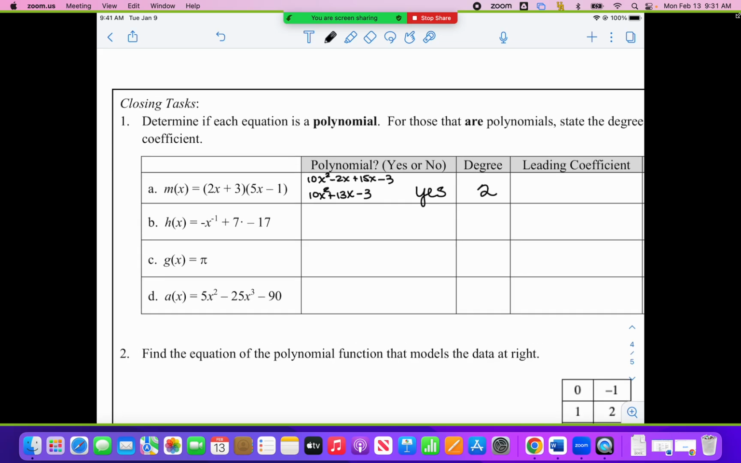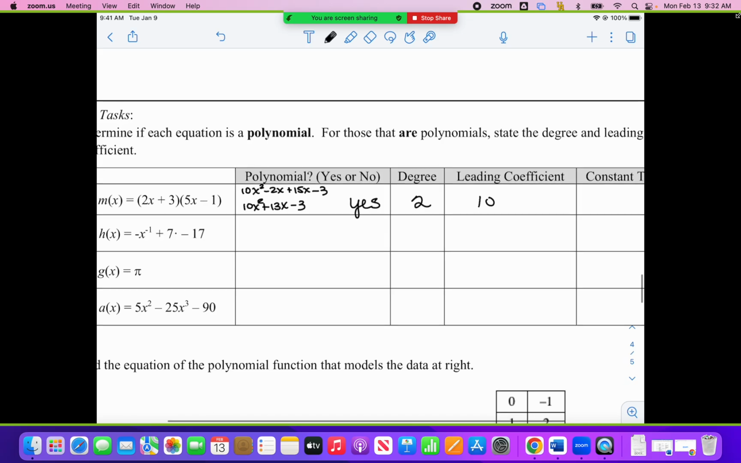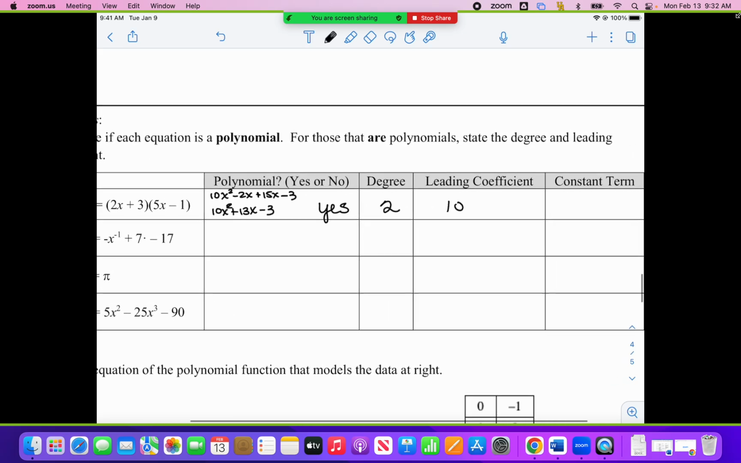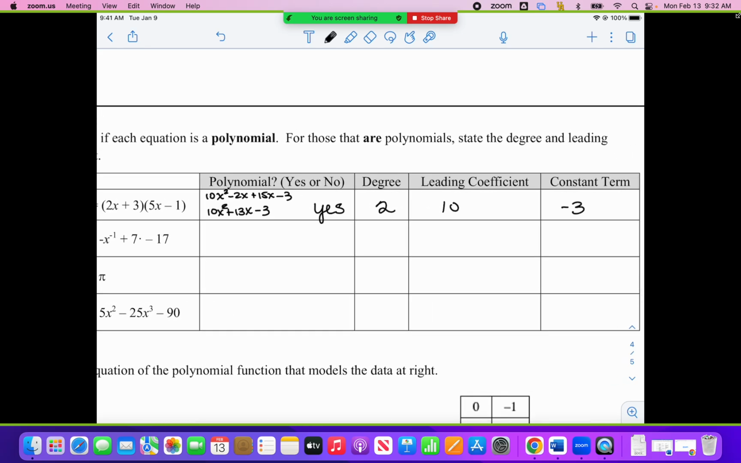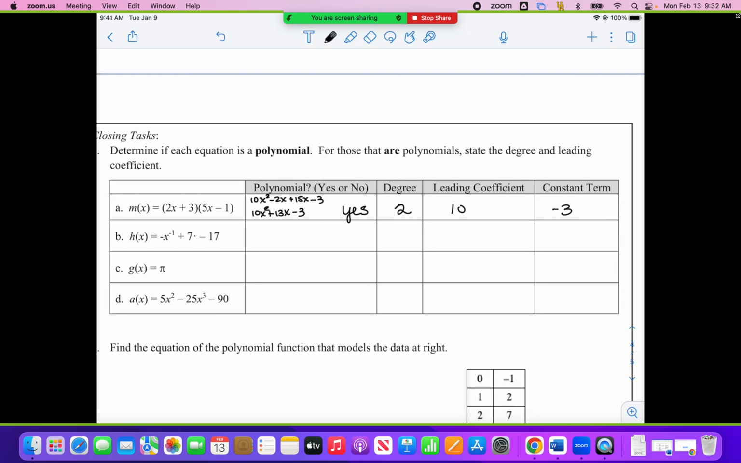2. And then, Liam, what is the leading coefficient? What's the number in front of the highest powered term? 10. Okay. And then, Brennan, what's the constant term? -3. -3. Okay. If we wanted to name this, even though you weren't asked, it's got 3 terms, and the highest power is a 2.